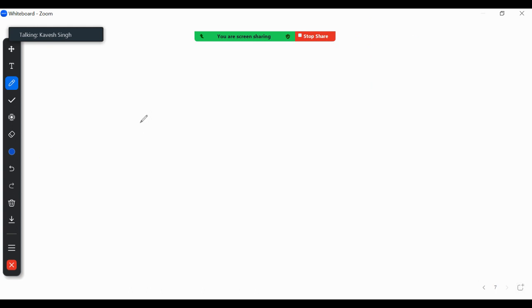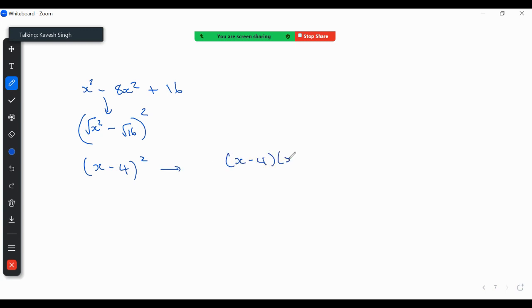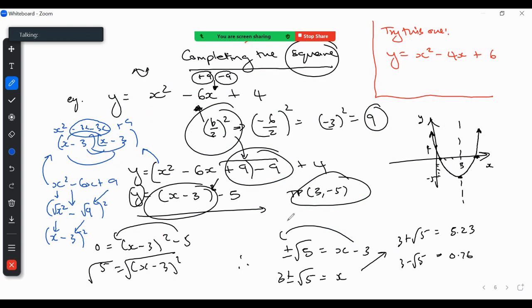So a typical example would be, let's say I got x minus 8 squared plus 16. So we put the square root of x squared here, square root of 16 here, and we put that sign in, a minus. It becomes x minus 4 squared. And that'll be x minus 4, x minus 4, which is factorization, right? x times x will be x squared, minus 4x and minus 4x is minus 8x, plus 16. And so from here to get there, it's just factorization.